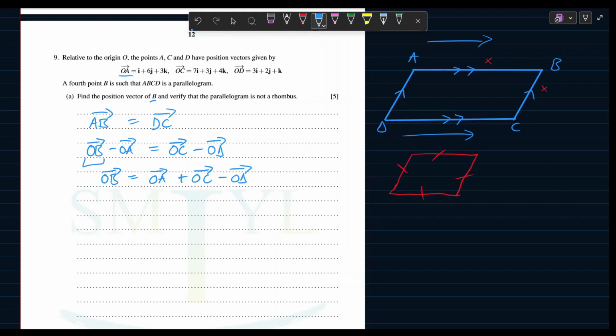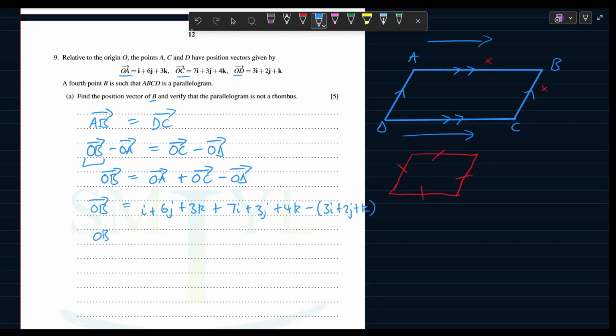And we have OA, we have OC, we have OD. So we can simply substitute. So OB is equal to, our OA is i plus 6j plus 3k. Then our OC is 7i plus 3j plus 4k. So 7i plus 3j plus 4k minus our OD, which is 3i plus 2j plus k.